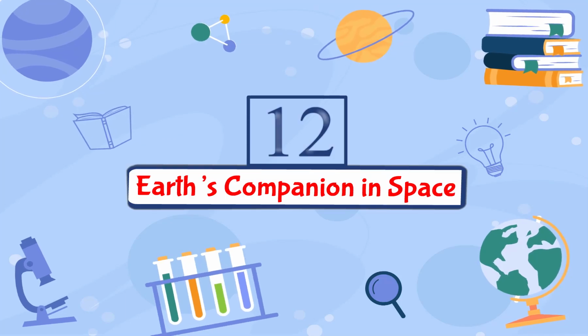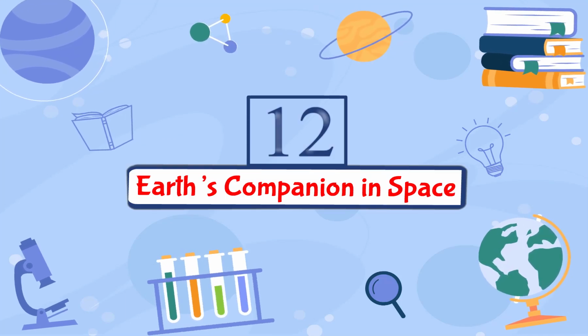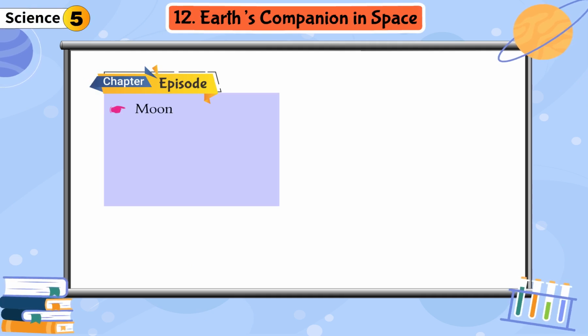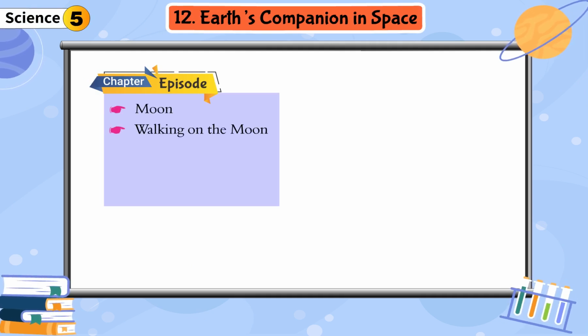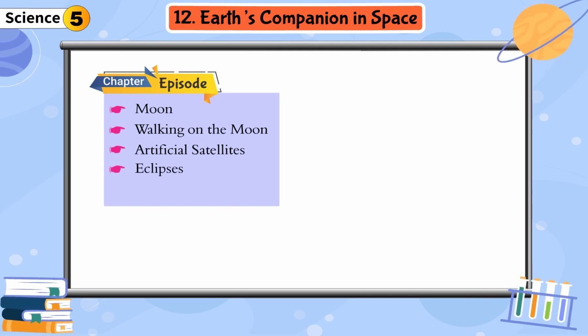Chapter 12. Earth's Companion in Space. Moon. Walking on the Moon. Artificial satellites. Eclipses. Space exploration.